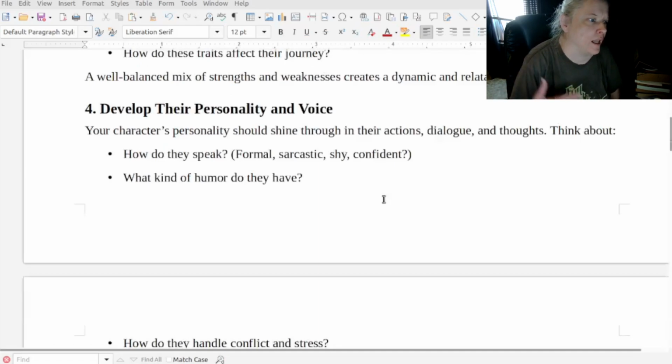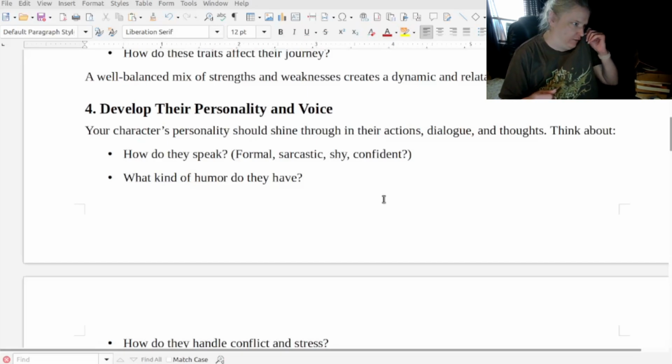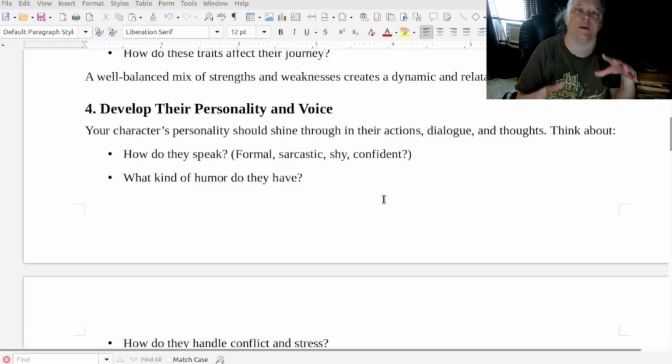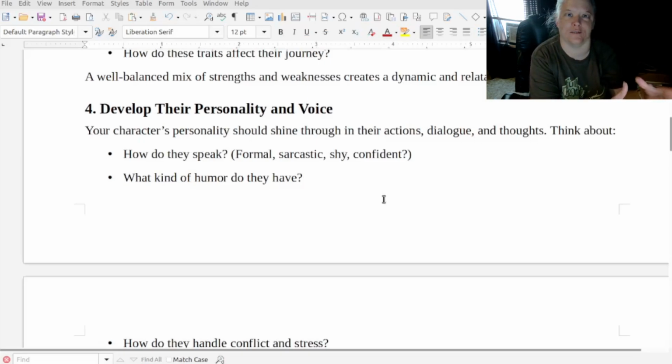So, number 4, develop your character's personality and voice. If you don't have a personality and a voice, and actually, we can talk about that too. Part of being a writer is developing your own writing personality and your own writing voice. So as you do this, you're also creating your voice and your writing personality. And those are very, very important for being a successful writer.